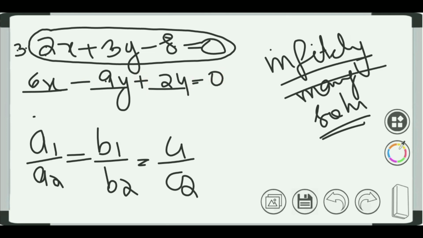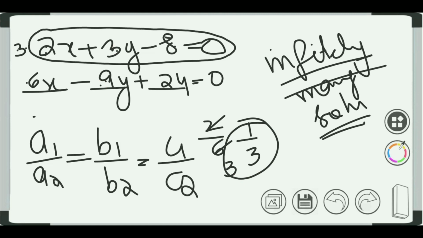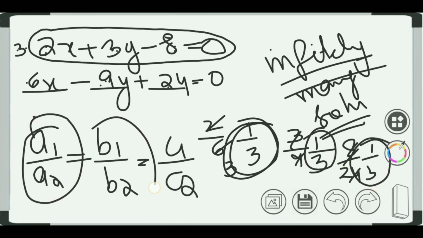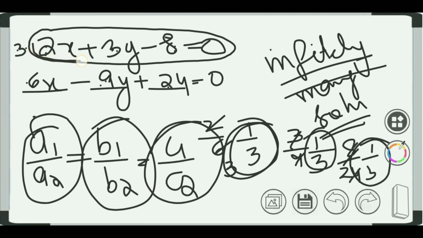Now see, what is a1 by a2? 2 by 6. What is 2 by 6? 2 3s are 6, so it is 1 by 3. Now b1 by b2, 3 by 9, which is 1 by 3. c1 by c2, 8 by 24. 8 3s are 24, so 1 by 3. Is it equal? 1 by 3, 1 by 3, 1 by 3. Therefore, a1 by a2 is equal to b1 by b2 is equal to c1 by c2. This is how you can do it. You can multiply it by any number of your choice. So by this we finished with the 6th question, I guess. Now, the 7th one.